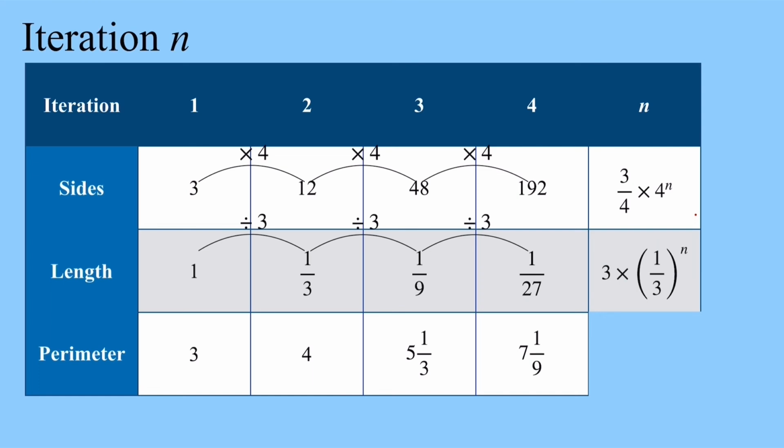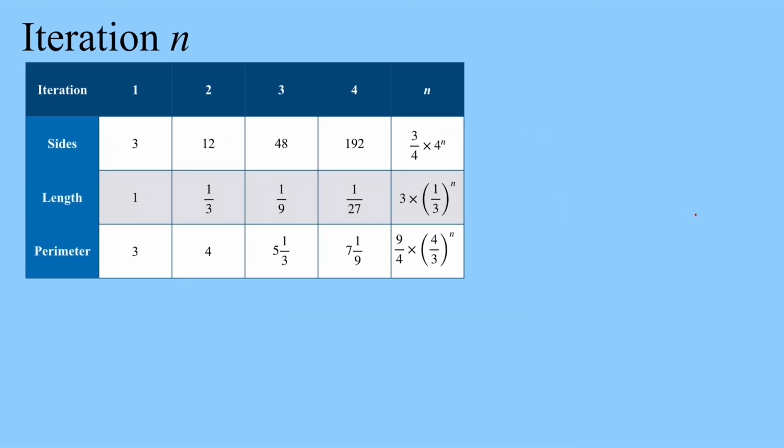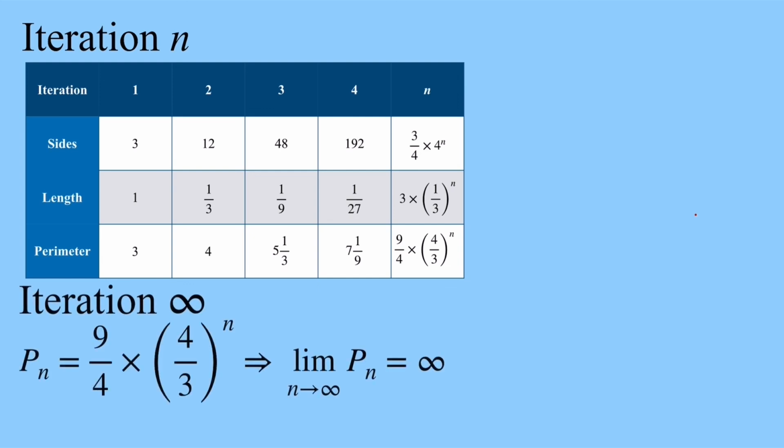And now finally, if we want to obtain the perimeter, all we have to do is multiply these together, such that we have 9/4 multiplied by (4/3) to the power of n. And now we can quite easily consider what happens for iteration infinity, the limit for infinity. So we can say this, because we know that p of n is 9/4 times (4/3) to the n, that means that the limit as n goes to infinity of p of n is equal to infinity, or in other words, infinite perimeter, and the perimeter diverges.